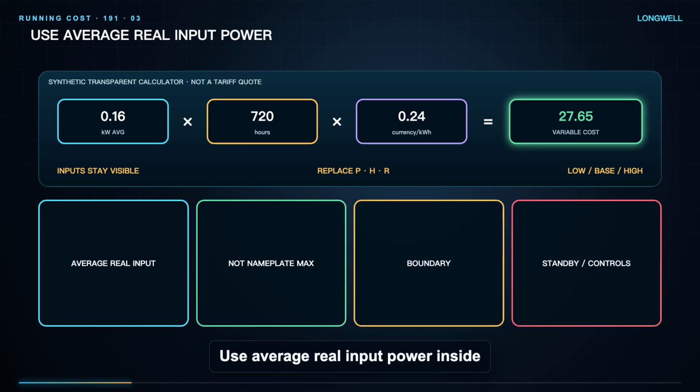Use average real input power inside a stated measurement boundary. Nameplate watts, maximum input, motor output, and actual system input are not interchangeable. State whether the boundary includes an EC controller, VFD, transformer, network controls, and standby loss, then apply the same boundary throughout.